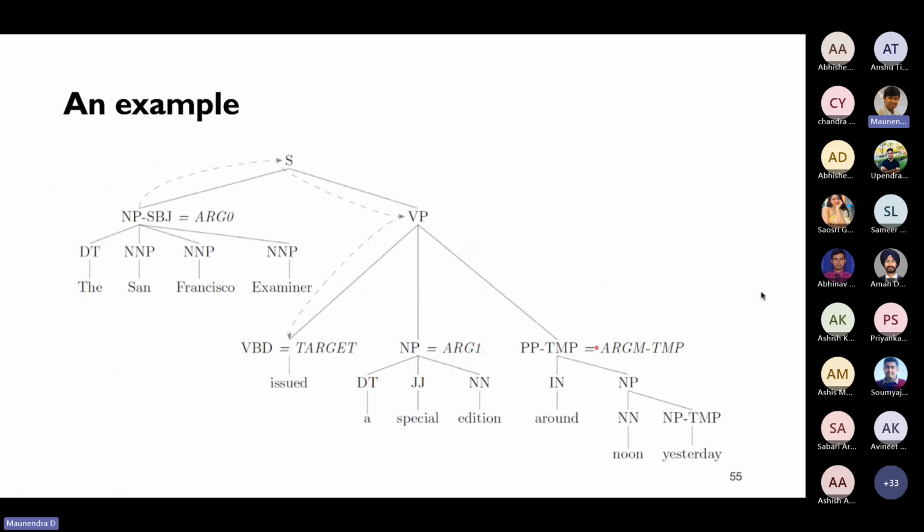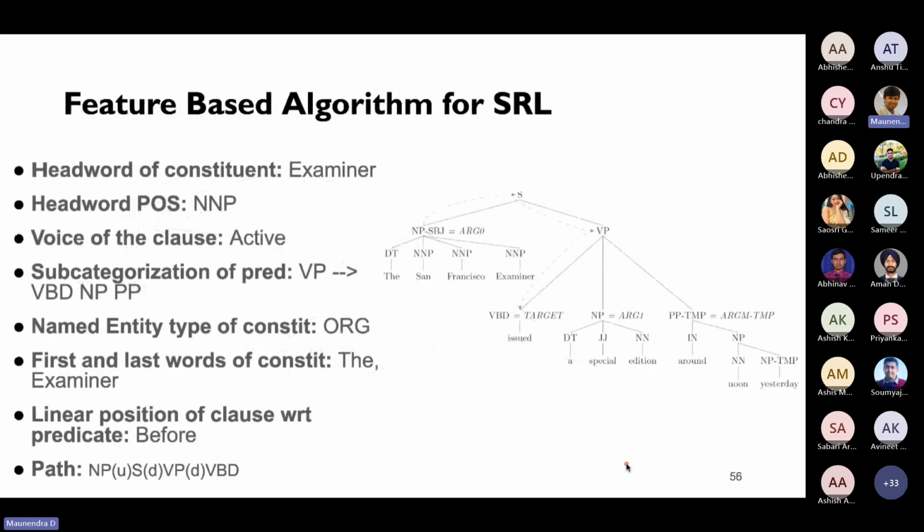So there can be many ways of doing this semantic role labeling task. One can actually have a feature-based algorithm. Suppose we have the sentence like The San Francisco Examiner issued a special edition around noon yesterday. And we want to know what is the role of the phrase The San Francisco Examiner here. So one feature could be the head word of the constituent, Examiner. The head word's part of speech, which is NNP.